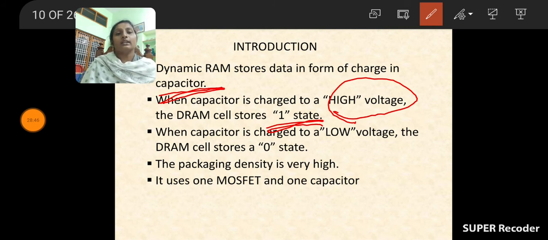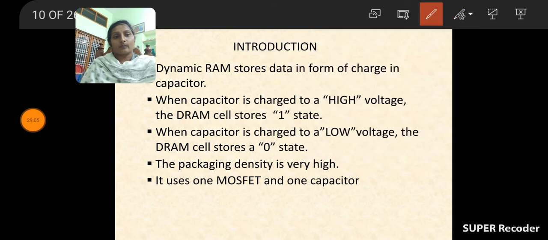But finally, dynamic RAMs internally consist of capacitors as memory elements. Capacitors as memory elements. And the packing density is very high. Why? Because it uses one MOSFET and only one capacitor. Is it clear? Okay, see.